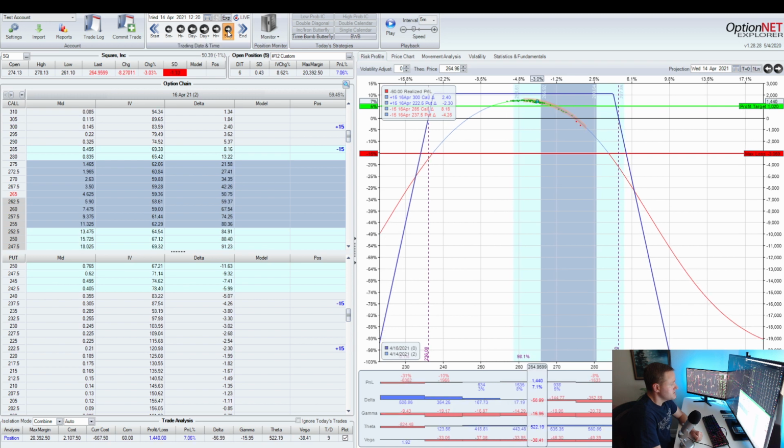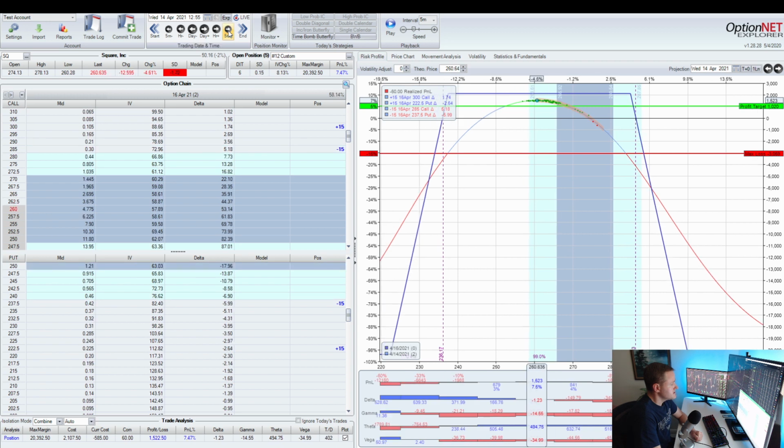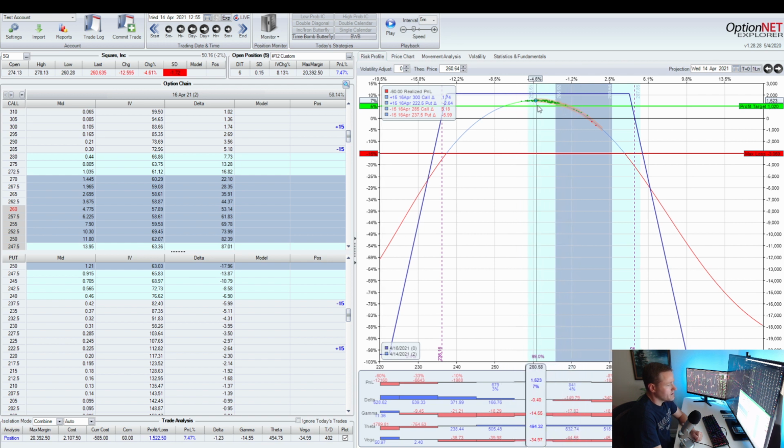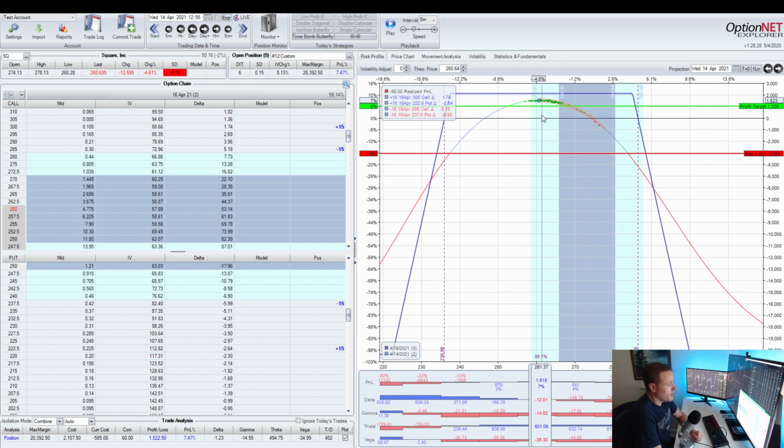Here's noon. Square's at 263, 260 right there. So at 12:55 in the afternoon on that day, Square hit a price of $260.63, and the spread is trading for $1,522.50. And you can see that's right at the top of that curve. So that really is the best that we could have done on that day. If we had held through all of that, that is probably about the best we could do.